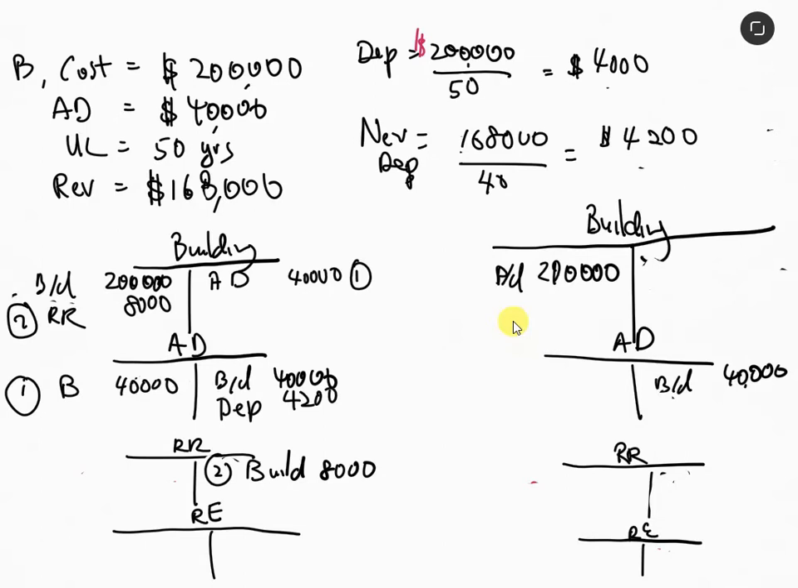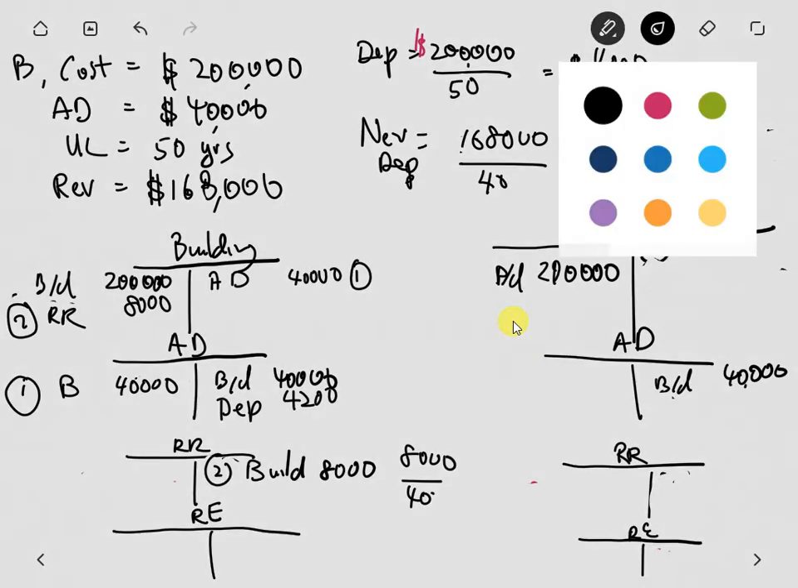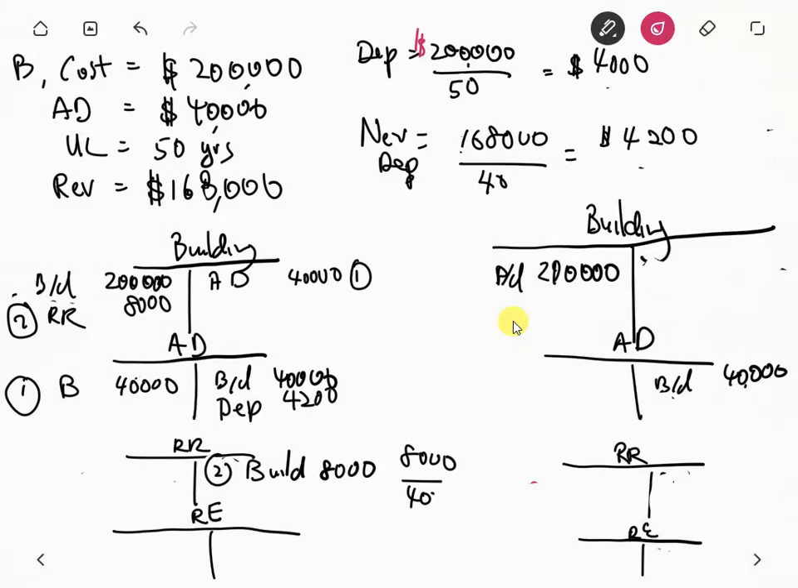So there is an excess of 200. This is one way to look at it. Or you can take 8,000. Every year I will transfer 200 to RE. By 40 years, everything becomes realized. So RR can be realized through use of the asset. If I sell, I transfer everything through sale.